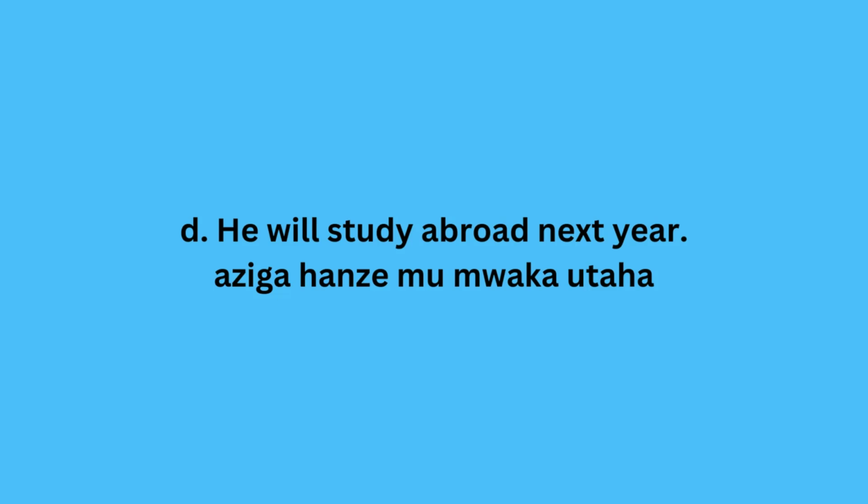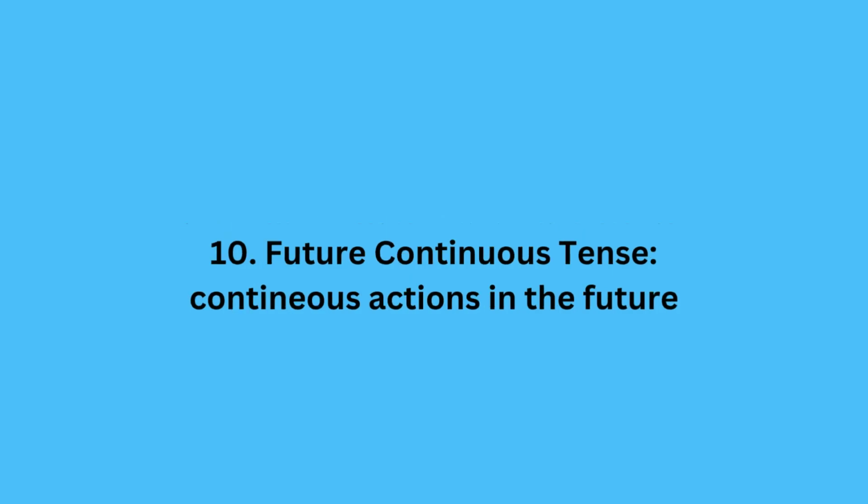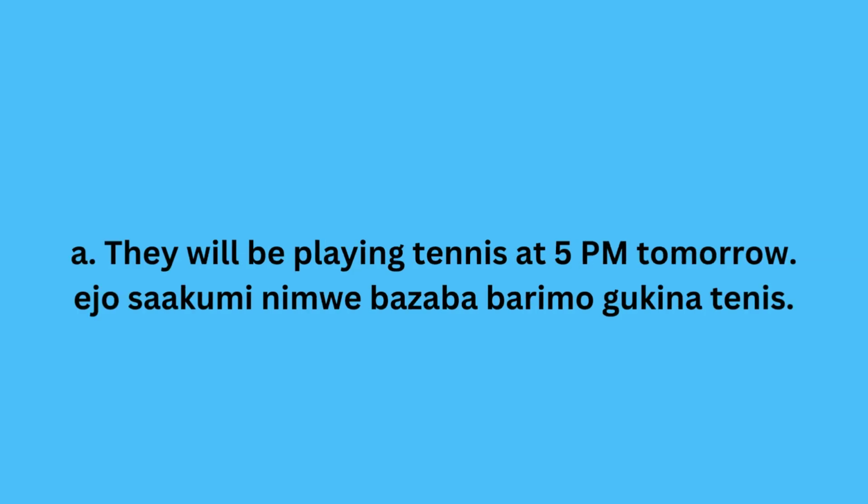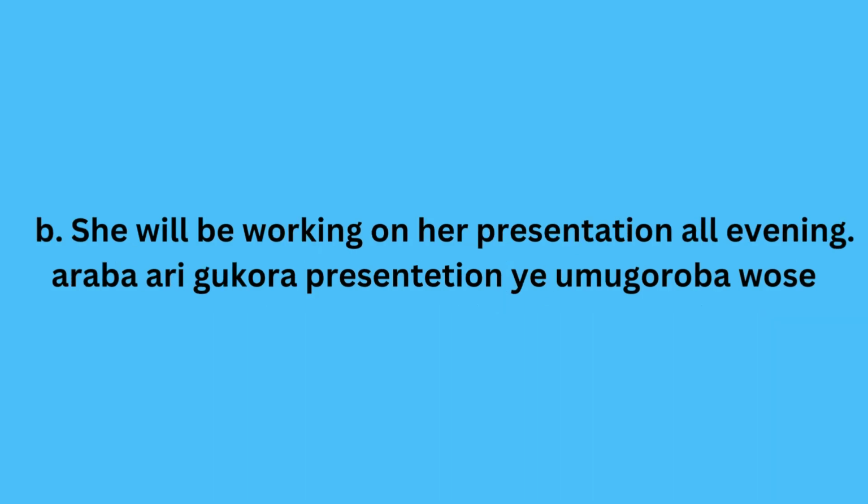Ikindi gihe ni future continuous tense. Future continuous tense ikoreshwa ryari? Ikoreshwa igihe tuvuga ibintu bizaba birimo kuba mu gihe kizaza. Urugero, they will be playing tennis at 5 p.m. tomorrow. Bazaba barimo gukina tenisi ejo saa 11. Urundi rugero, she will be working on her presentation all evening. Araza kuba ari gukora kuri presentation ye umugoroba wose. Presentation ntabwo nyizi mu Kinyarwanda.